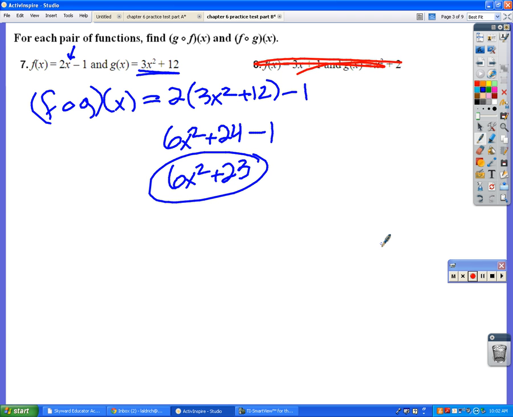The f of g of x and the g of f of x. Probably should only put one of those. Right. To make it worth 20 points.